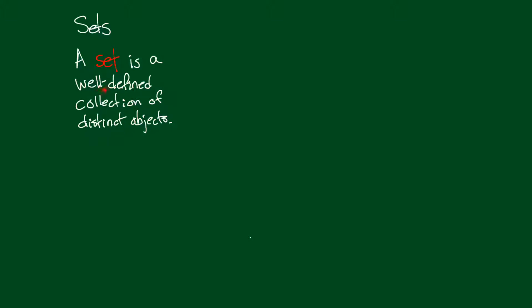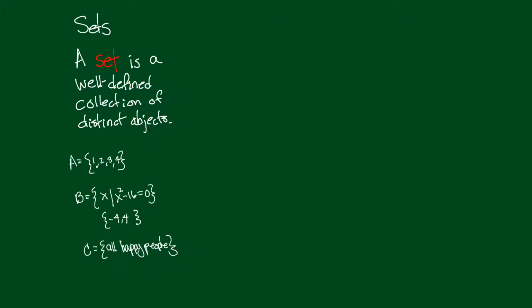Now, by well-defined, that means we actually know what it is. And it's a collection of distinct objects. So the objects in our collection have to be distinct. They have to be distinguishable from one another. So right here I've written 3 collections.